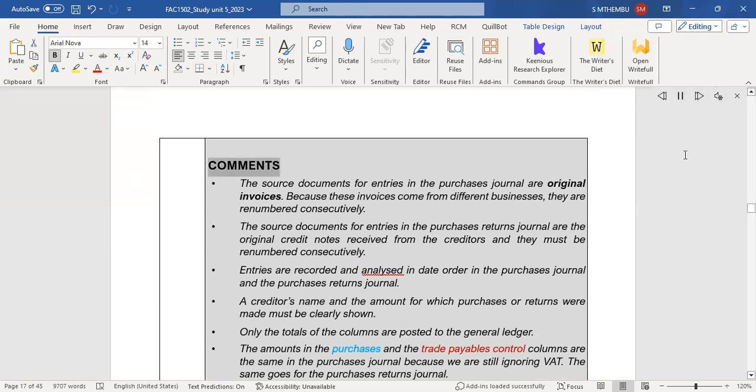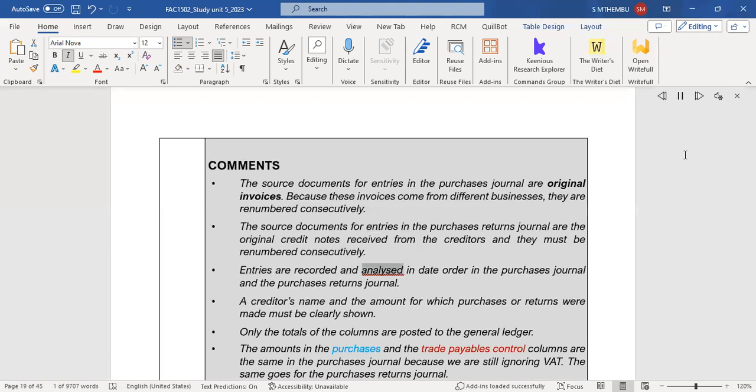Comments. The source documents for entries in the Purchases Journal are original invoices. Because these invoices come from different businesses, they are renumbered consecutively. The source documents for entries in the Purchases Returns Journal are the original credit notes received from the creditors, and they must be renumbered consecutively.